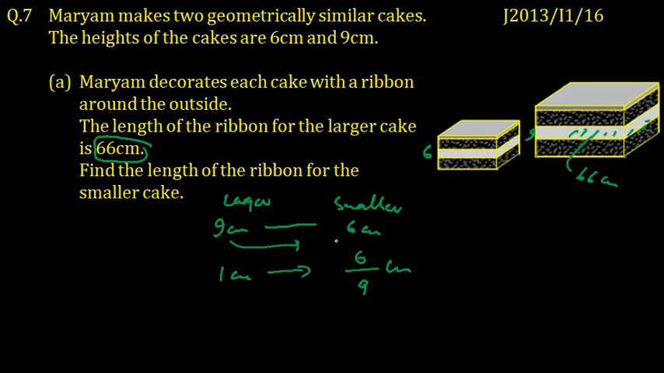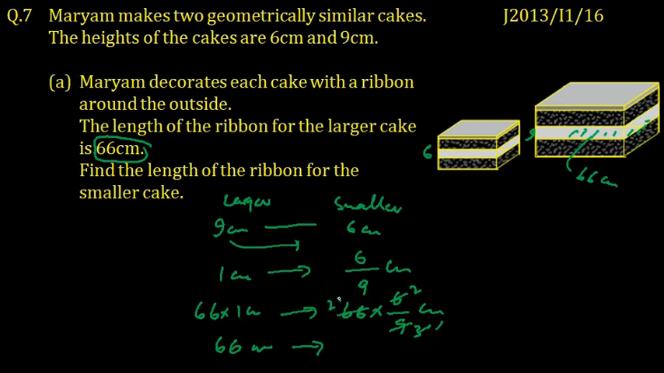This 9 goes to the denominator, and this larger one must be made 66 centimeters. So we have to multiply by 66 on both sides. So 66 multiplied by 6 divided by 9 centimeters. The larger becomes 66 centimeters. Then for the smaller, we can divide by 3. 3 into 9 is 3, 3 into 66 is 22. So 22 multiplied by 2 is 44 centimeters.